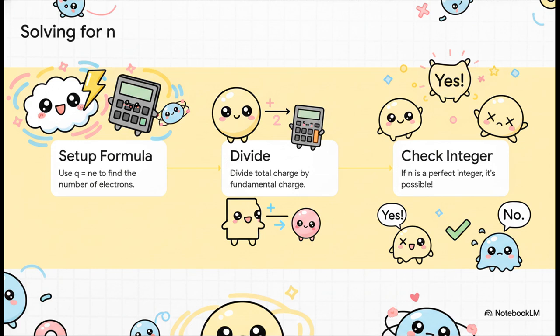exactly 50. Since 50 is a perfectly clean integer, the answer is an absolute yes. We can legally transfer exactly 50 electrons. Now, if this had resulted in, say, 49.8, the answer would be a hard no.